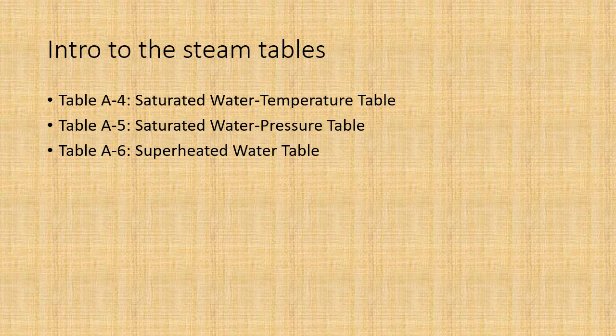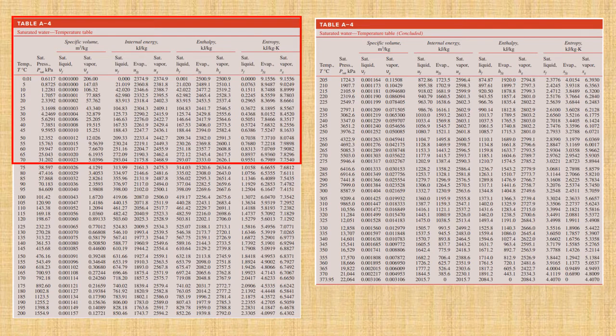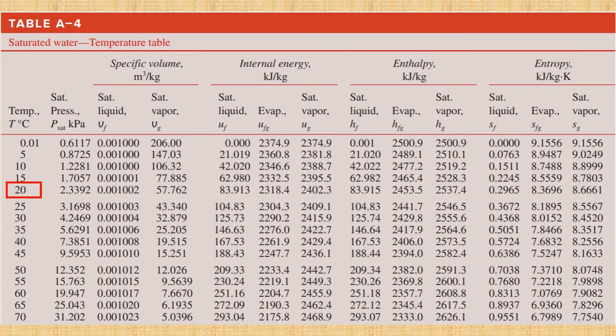Let's look at table A4 first. The actual table is 2 pages and looks like this. But to make the explanation clearer, we will use this part of the table. Here is the part of the table we will use. The leftmost column contains various temperature values in the saturated mixture region. Saturation pressure for each temperature is listed in the second column and corresponds to the temperature in the same row. For example, a temperature of 20 degrees Celsius has a saturation pressure of 2.3392 kilopascals.